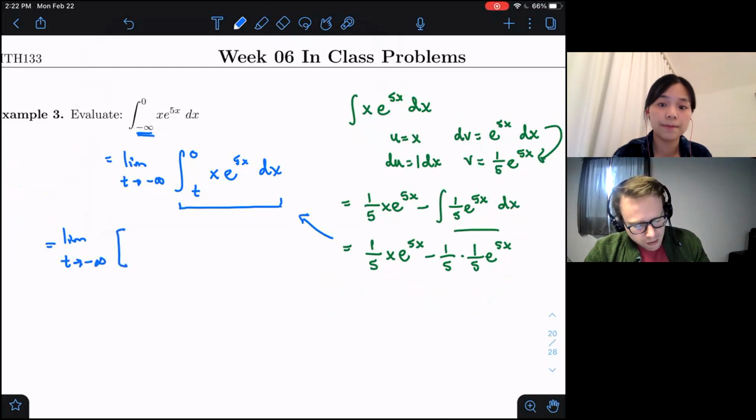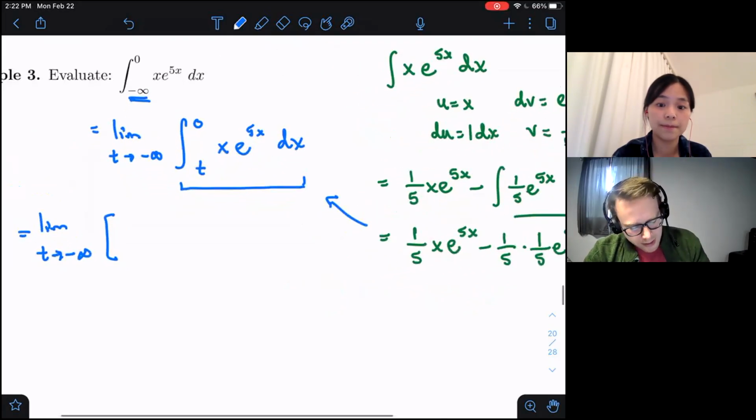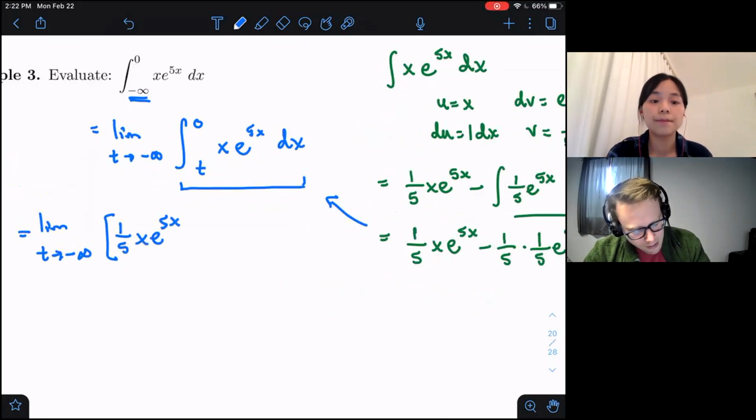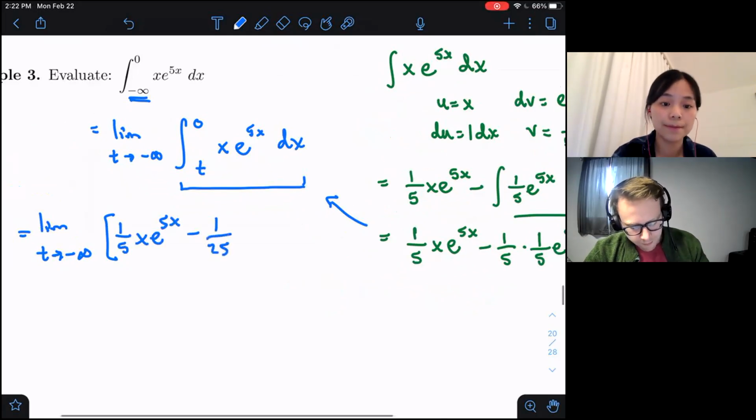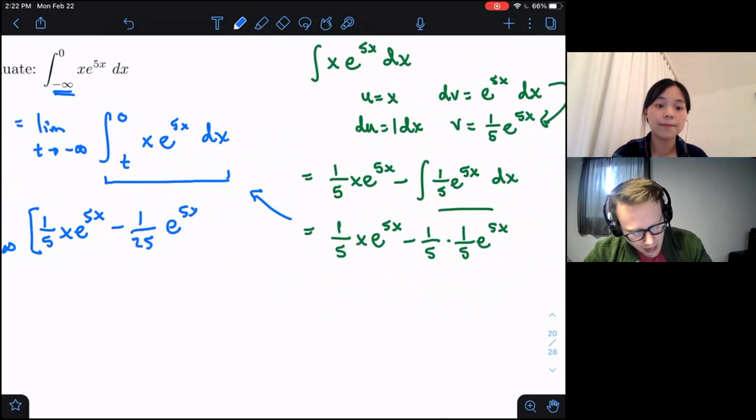We just did the integral, so we know what the antiderivative of this is. It's 1/5 x e to the 5x, and then we have minus 1/25 e to the 5x. And again, we're evaluating this from t up until 0.